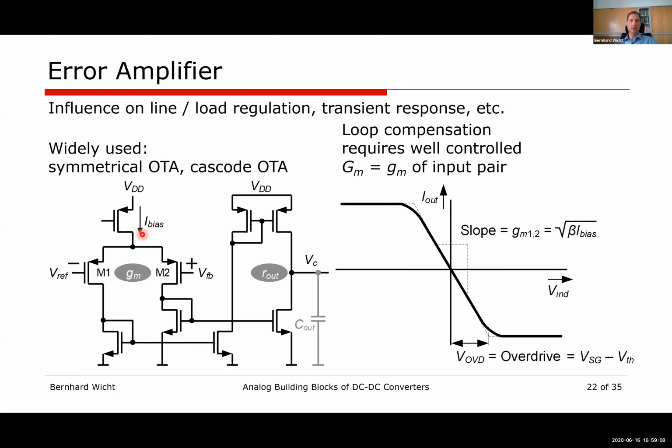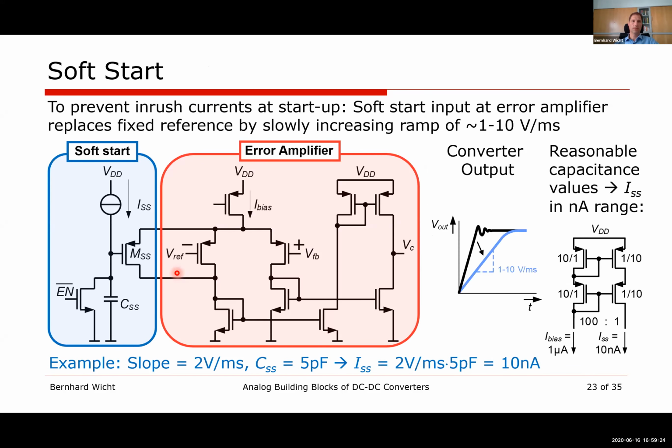Now imagine we start our DC-DC converter and our output capacitor is fully discharged. Then our error amplifier will see a maximum delta, and it will attempt to dump as much current into the output as possible. And that leads to inrush currents. It's usually not really desired to have these inrush currents. That's why a lot of designs use a function which is called soft start, to prevent inrush currents.